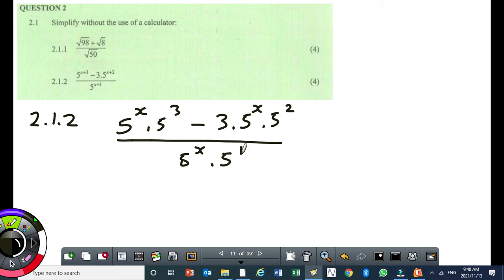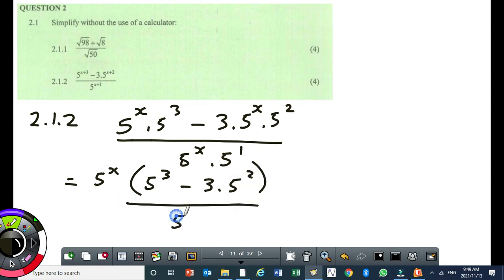Okay? And following that, the next thing now, identify a common factor in the numerator. The best common factor there will be 5 to the power of x. Right? So we take out this, we're left with what? 5 cubed. And here, we're left with 3 times 5 squared. So that will be 3 times 5 squared. This is all over 5 to the power of x and 5 to the power of 1.